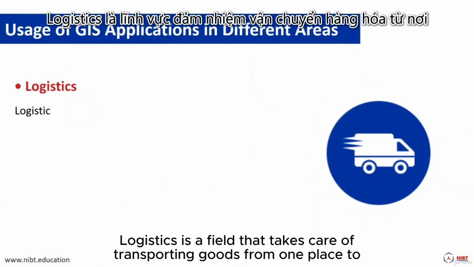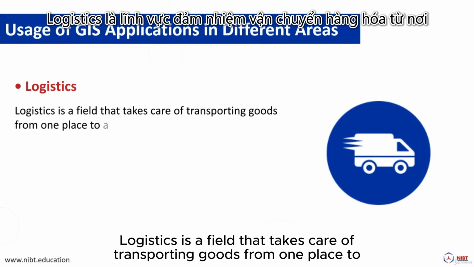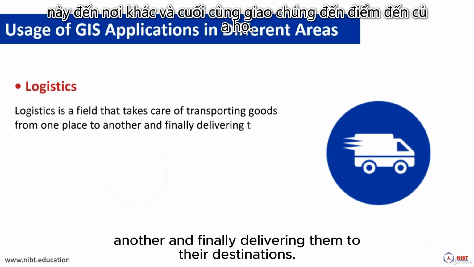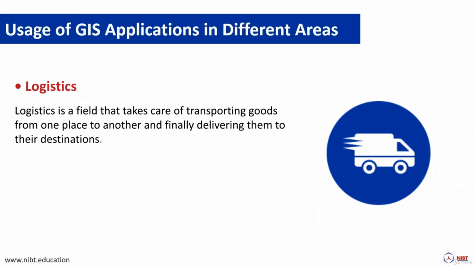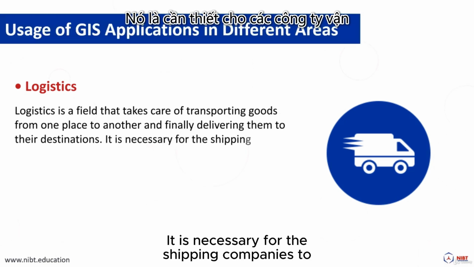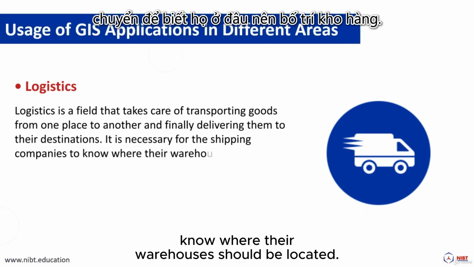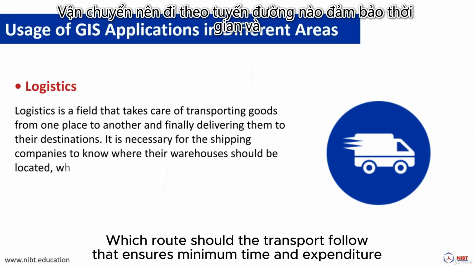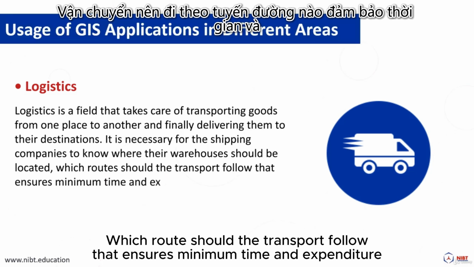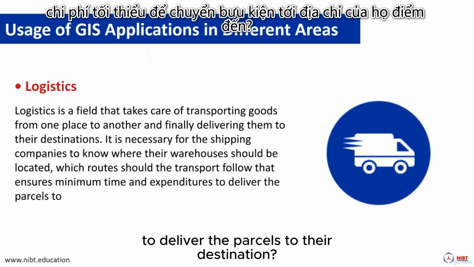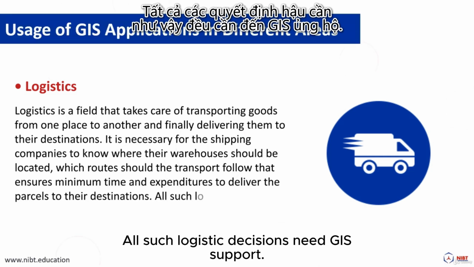Logistics. Logistics is a field that takes care of transporting goods from one place to another and finally delivering them to their destinations. It is necessary for the shipping companies to know where their warehouses should be located. Which routes should the transport follow that ensures minimum time and expenditure to deliver the parcels to their destination. All such logistic decisions need GIS support.